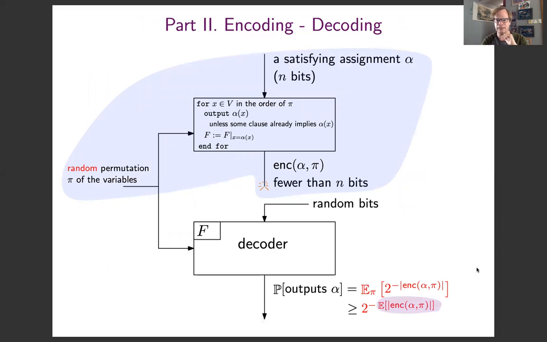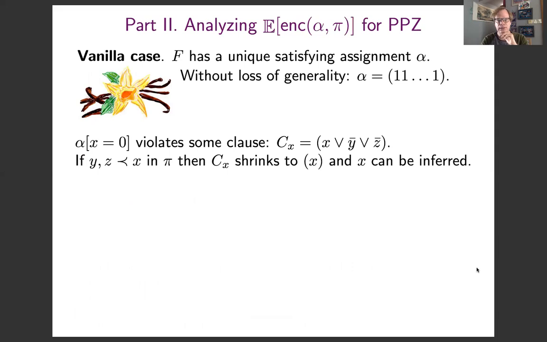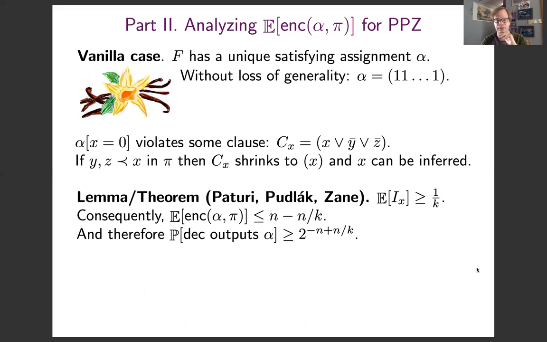And now let's analyze the average code length. Throughout the talk, I will assume that 111 is the unique satisfying assignment. Right, so it's easy to see there must be a clause of this form, x, y bar, z bar. And if x occurs last, it's going to be the last survivor, and you can infer it. And therefore, this expectation is at least 1 over k, and your success probability gets boosted by this n over k term in the exponent. So this is the paper by Paturi, Pudlák, and Zane from 97.